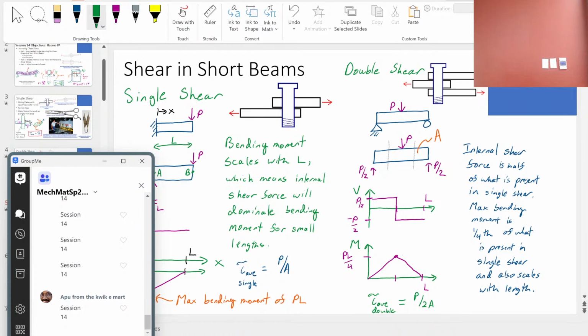So, just for everyone's information, there's one more problem that I haven't put on Canvas yet, but I will put on Canvas.